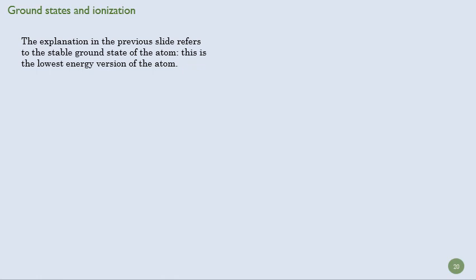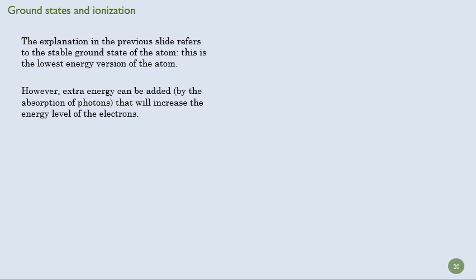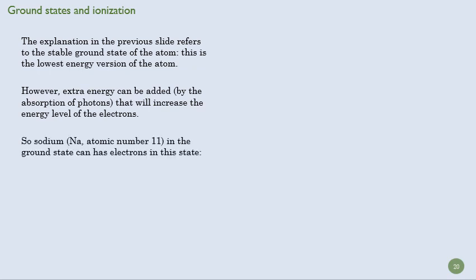All right, so one last thing to talk about here, and that's just to make sure that we understand that the periodic table gives us the ground state of atoms, the lowest energy version of the atom. But if we add energy by, say, adding photons, it'll increase the energy level of the electrons. So sodium in its ground state looks like this. But if we add energy, we might bump one of those electrons up from this 3s to a 3p level.